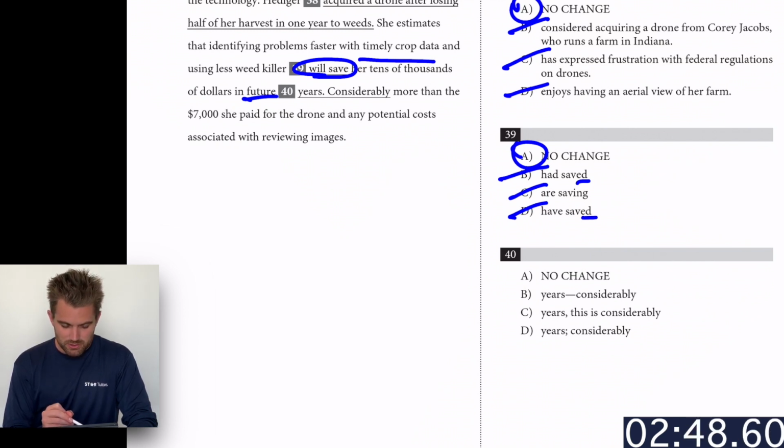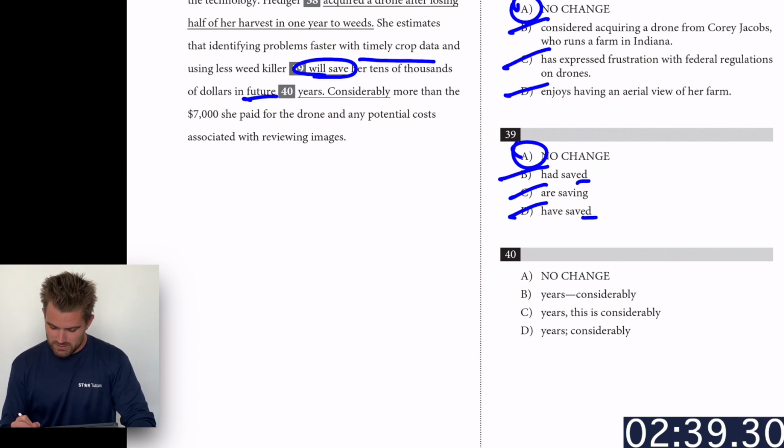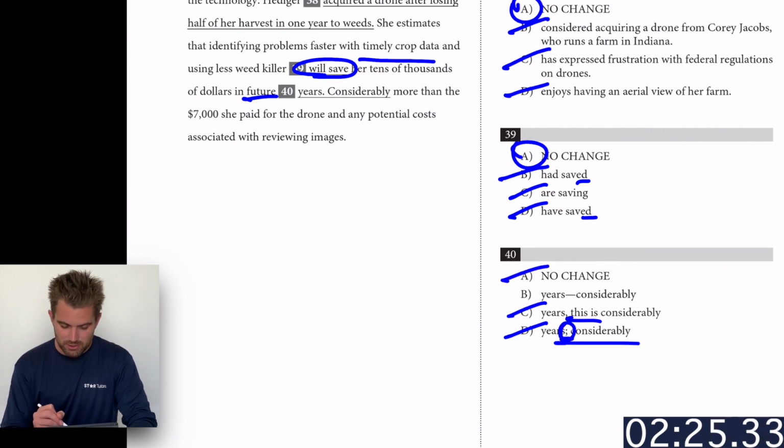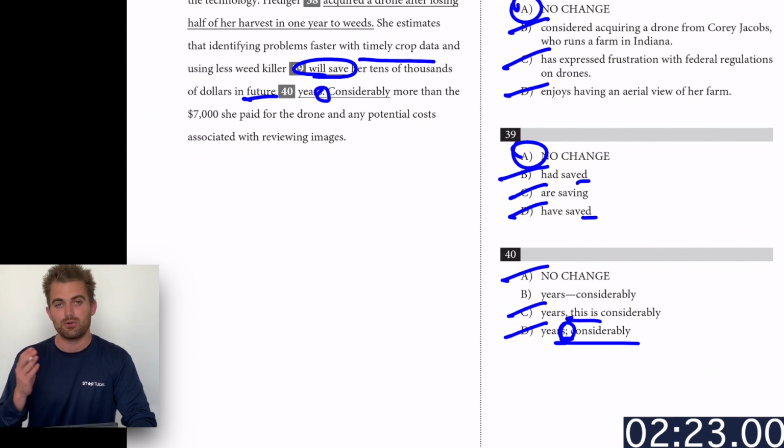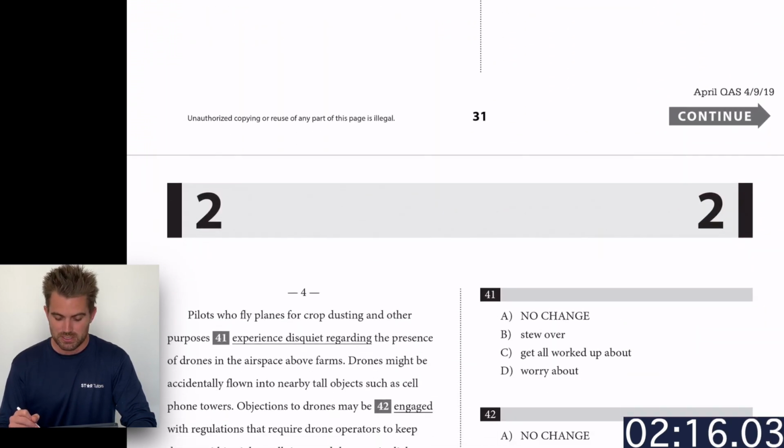She estimates that identifying problems faster with timely crop data and using less weed killer could save her tens of thousands of dollars in future years, considerably more than the $7,000 she paid for the drone and any potential cost. So this is considerably more. No, we can't have a comma with this, because that makes those two full sentences. The way that it's written right now, without this is, it's not two full sentences, so we don't need a period. And remember, there's the semicolon and period issue that we ran into earlier. If you see a semicolon and a period in the same spot, they are both wrong. They both can't be right if the other one is right, because they serve the same purpose as it pertains to the SAT.